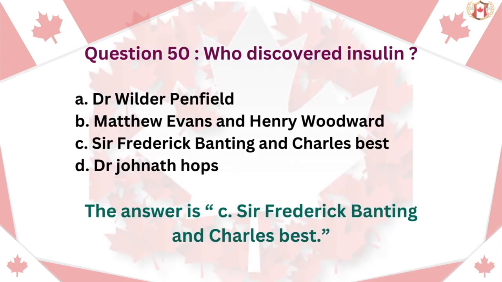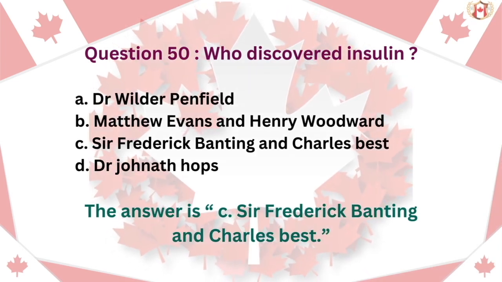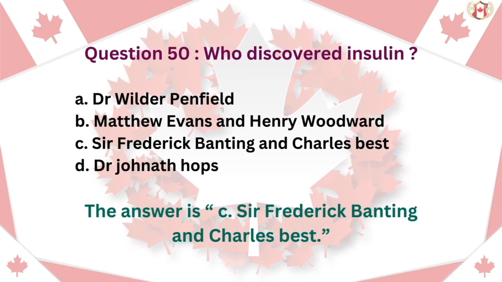Question 50. Who discovered insulin? A. Dr. Wilder Penfield. B. Matthew Evans and Henry Woodward. C. Sir Frederick Banting and Charles Best. D. Dr. Jonathan Hops. The answer is C. Sir Frederick Banting and Charles Best.